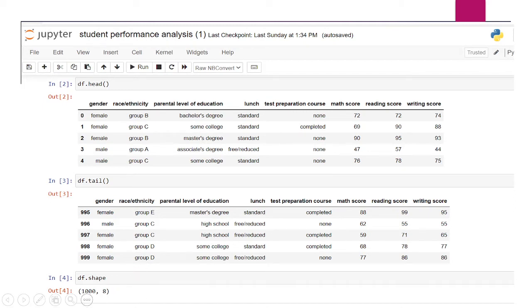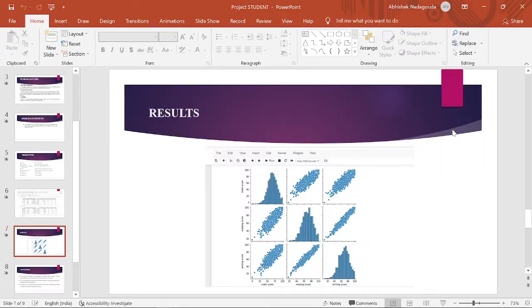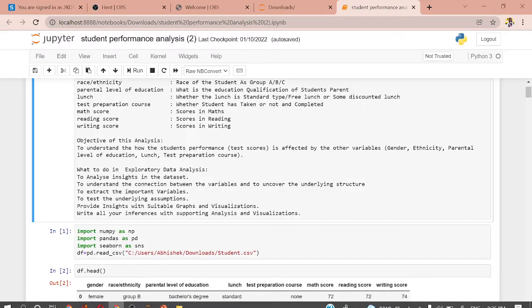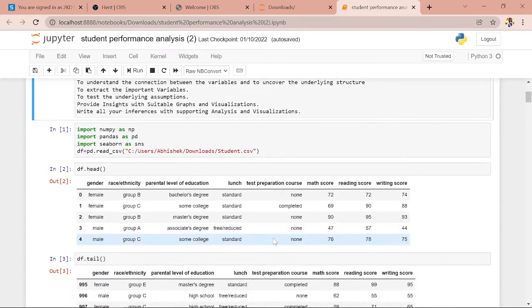Now let us see my code. Yes, this is my code. Import numpy, import pandas, and import seaborn. What are these numpy, pandas, and seaborn? These are Python libraries. Numpy for mathematical numerical approaches. Pandas for data manipulation. Seaborn for data visualization. Seaborn mainly helps to plot graphs, etc.